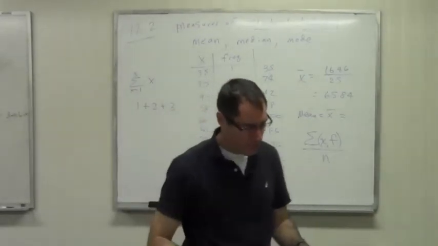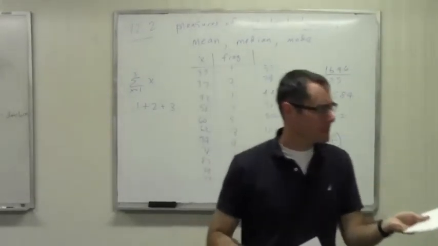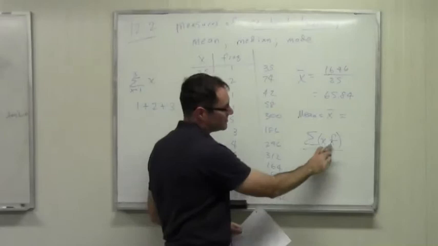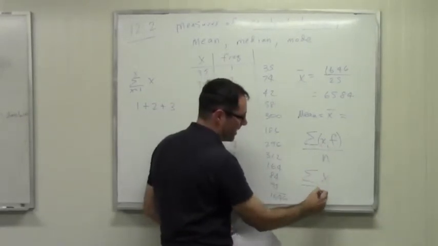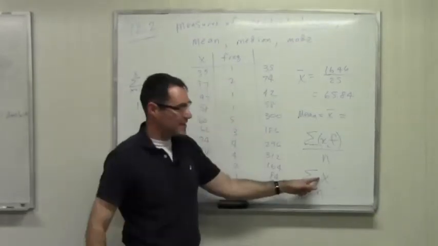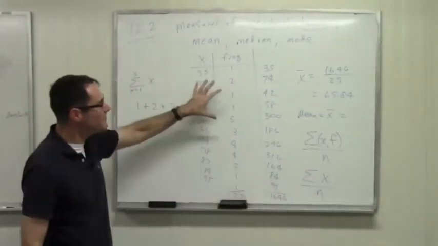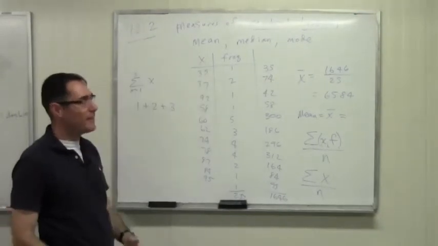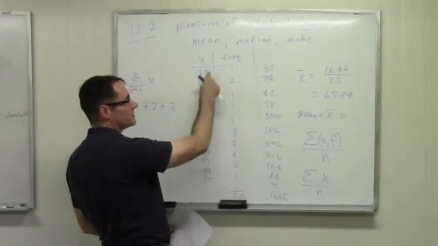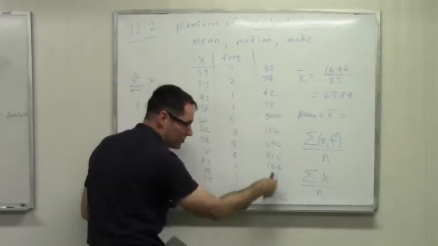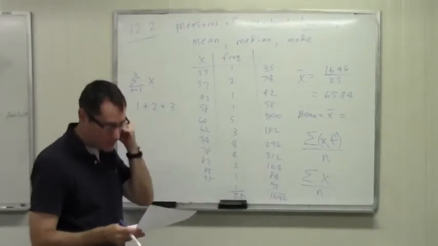It says on your formula sheet, you have this: the sum of x divided by n. In other words, add up all the samples and divide by the total number of samples. It's the same thing with the frequencies, but you've got to remember to do that. You've got to remember to multiply the frequency times the value, and add those up, and then divide by the total values. Some people forget to do that. Okay?